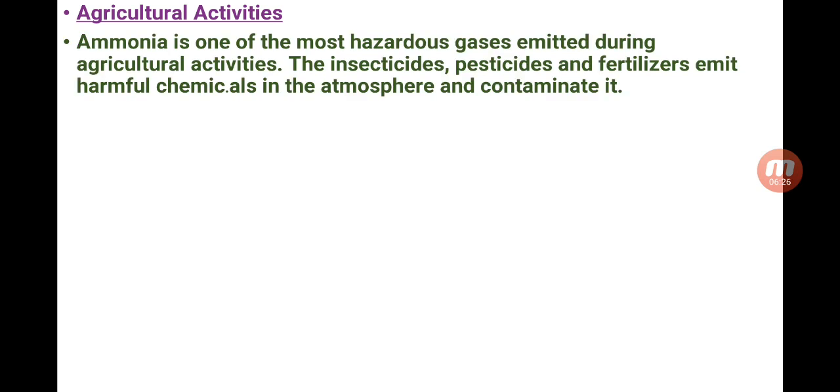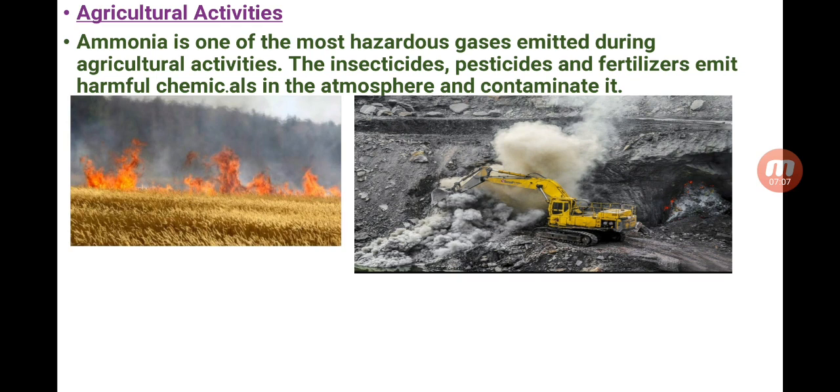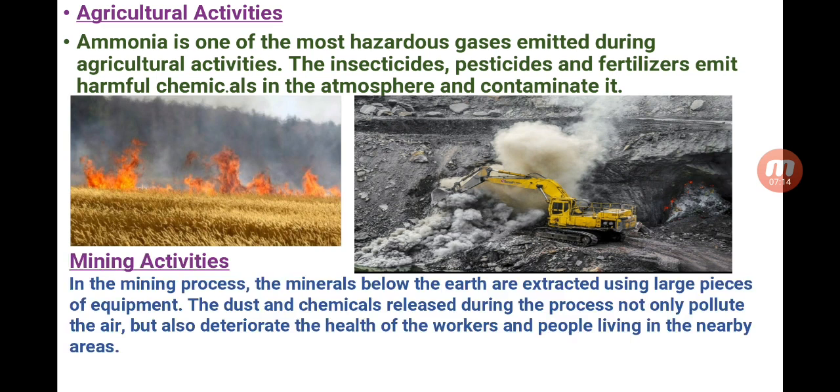Agriculture activities. Ammonia is one of the most hazardous gases emitted during agriculture activity. The insecticide, pesticide, and fertilizer emit harmful chemicals in the atmosphere and contaminate it. Yes, my dear students, when we spread insecticide and pesticide, they react with water, moisture, and air, producing harmful gases which may lead to air pollution. You can see mining activities, harmful gases are coming out from the field, agricultural land.